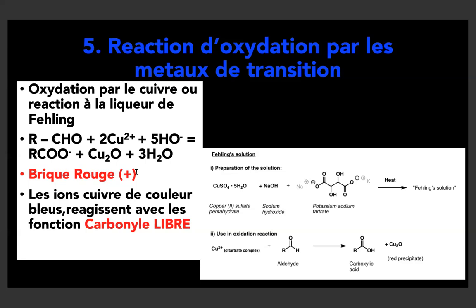Okay, we're supposed to have an aldehyde, and the aldehyde must be libre, must be free, and the molecule must be an aldehyde. So if we use anything else in place of the aldehyde, we're not going to have a positive reaction. So we're not going to have the red precipitates at the end of the day.